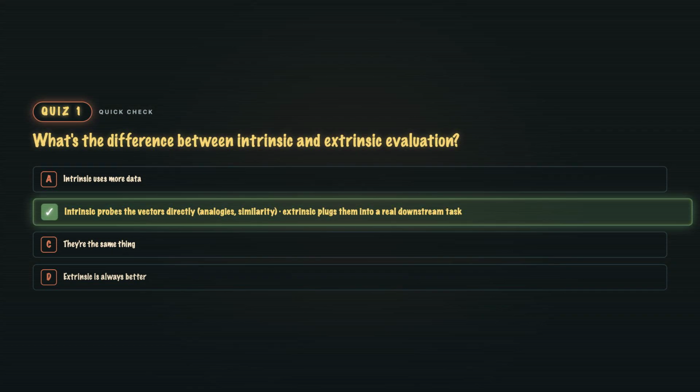B. Intrinsic tests the geometry. Extrinsic tests the usefulness. Intrinsic runs in minutes and reports one number. Extrinsic requires building a real classifier and measuring downstream accuracy. Slower, but honest. And they don't always agree. Good analogy scores don't always mean good sentiment or NER.